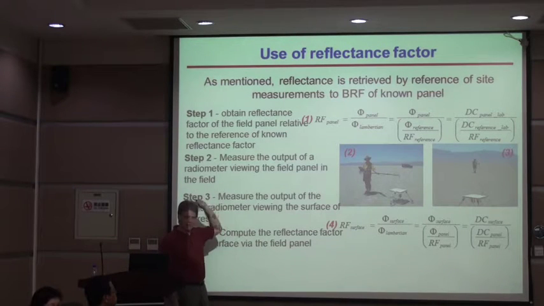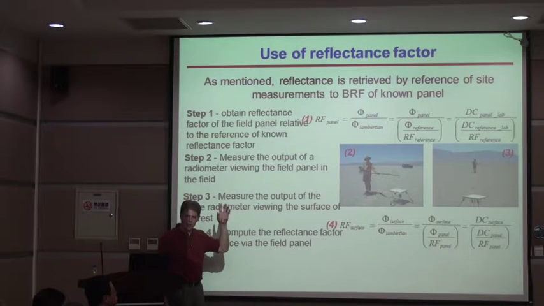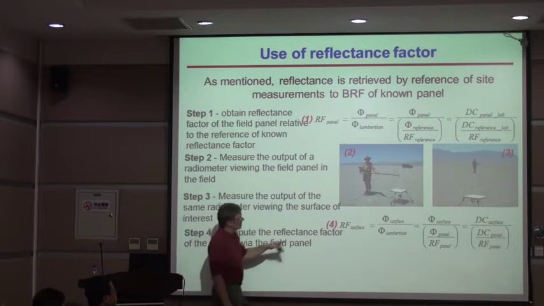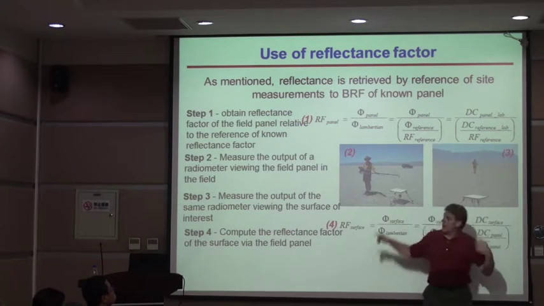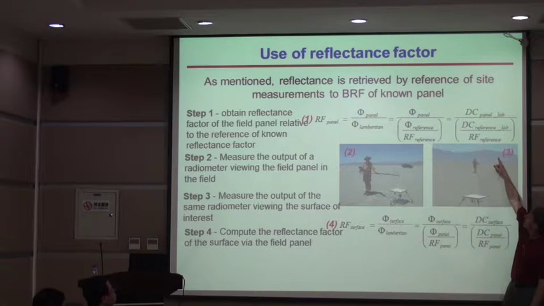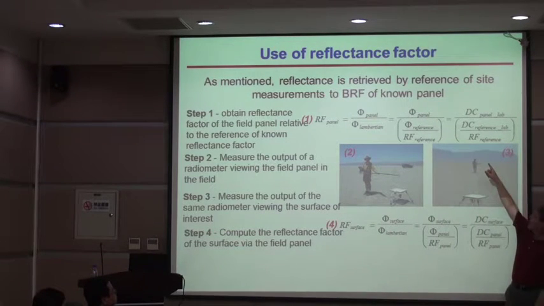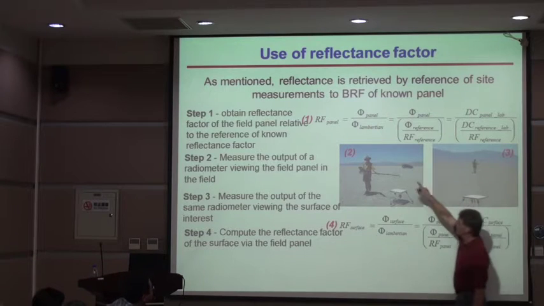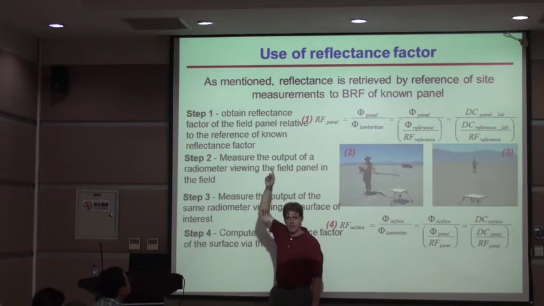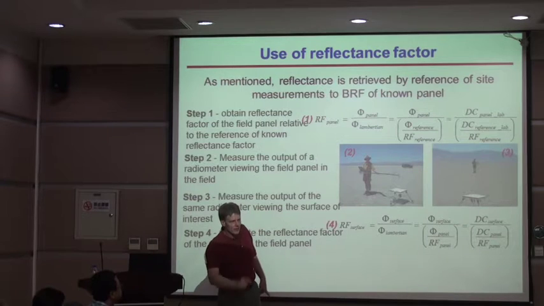So in equations, because it looks much better if you have an equation, even if the equations are just Greek letters and ratios. But basically, step one, you have to get the calibration. So in the laboratory, we're calibrating the panel. I'm getting digital counts while looking at my panel in the laboratory, and I have the digital counts while looking at the laboratory reference, and I have the reflectance factor of the laboratory reference. That gives me the reflectance factor of the panel. And that is a bidirectional reflectance factor.